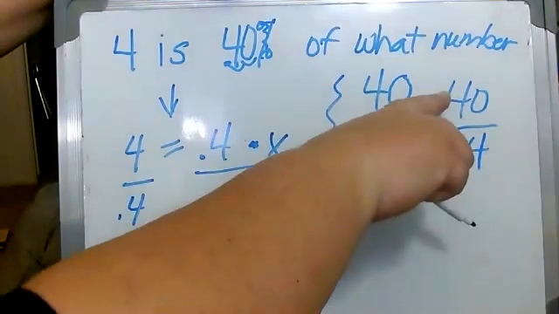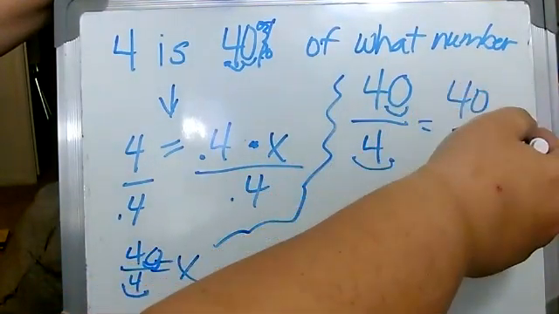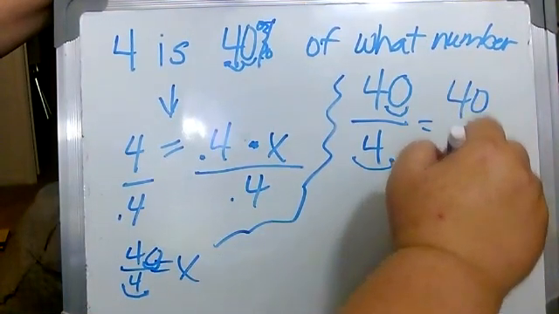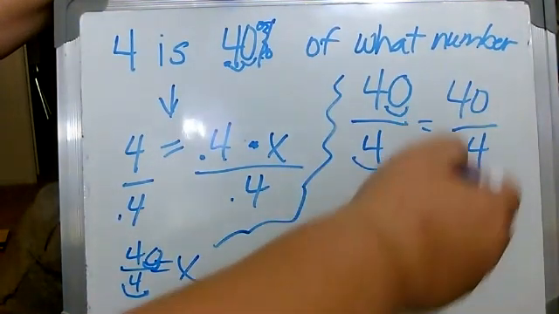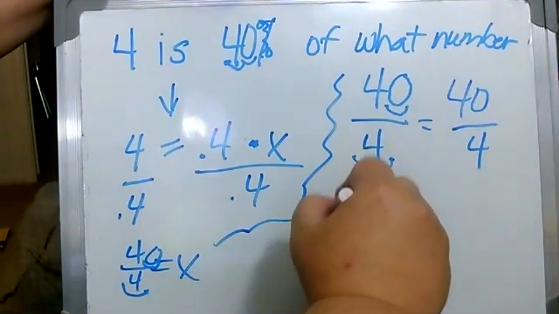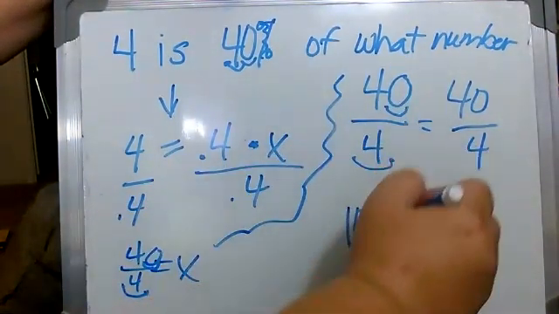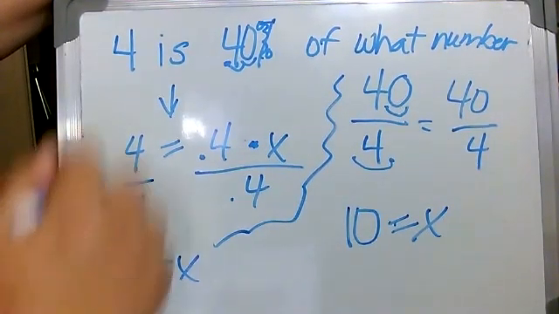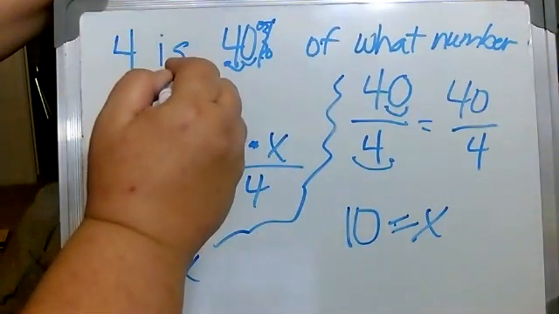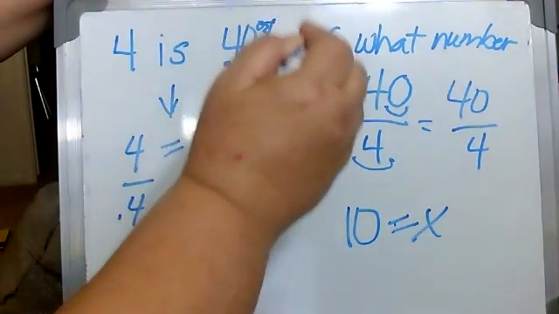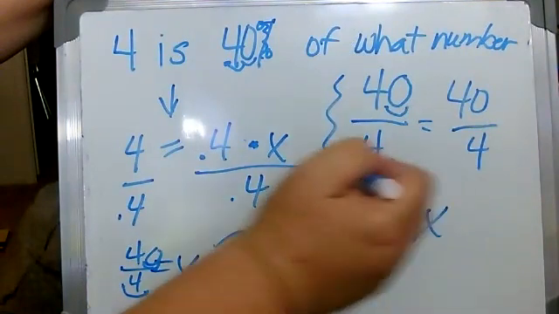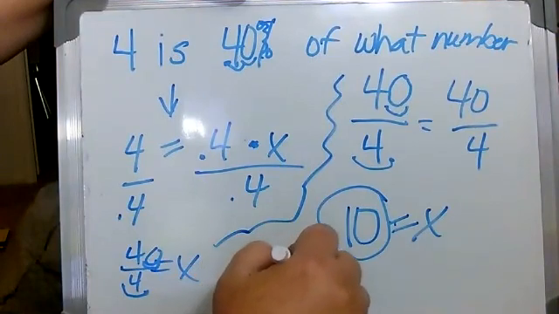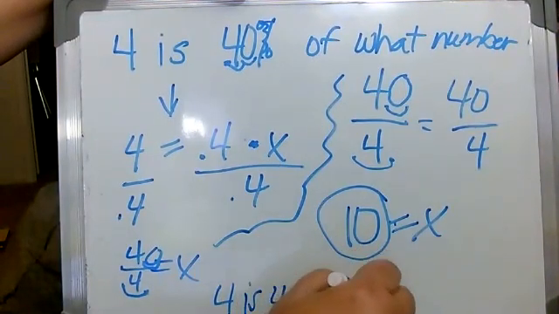Okay? Now, you can actually reduce this. 4 goes into 40 how many times? Any guesses? That's right, 10. So now 10 equals x. So to say this again, 4 is 40% of 10. 4 is 40% of 10.